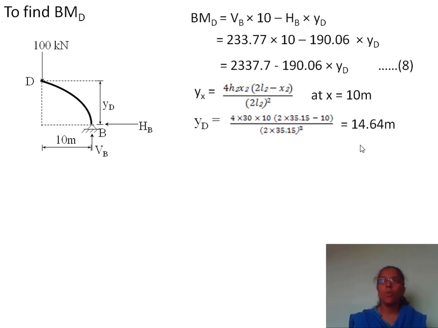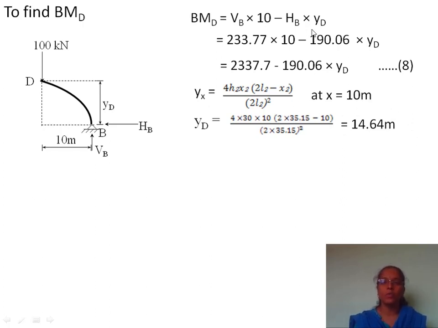One thing you have to keep in mind is that the crown rise is the highest value. If you have calculated the ordinates at any other points on the rib of the arch, it will definitely be less than the rise of the arch. If you are obtaining a value beyond the rise of the arch, then you have to recheck your calculations. In this case we have obtained YD as 14.64 meter.